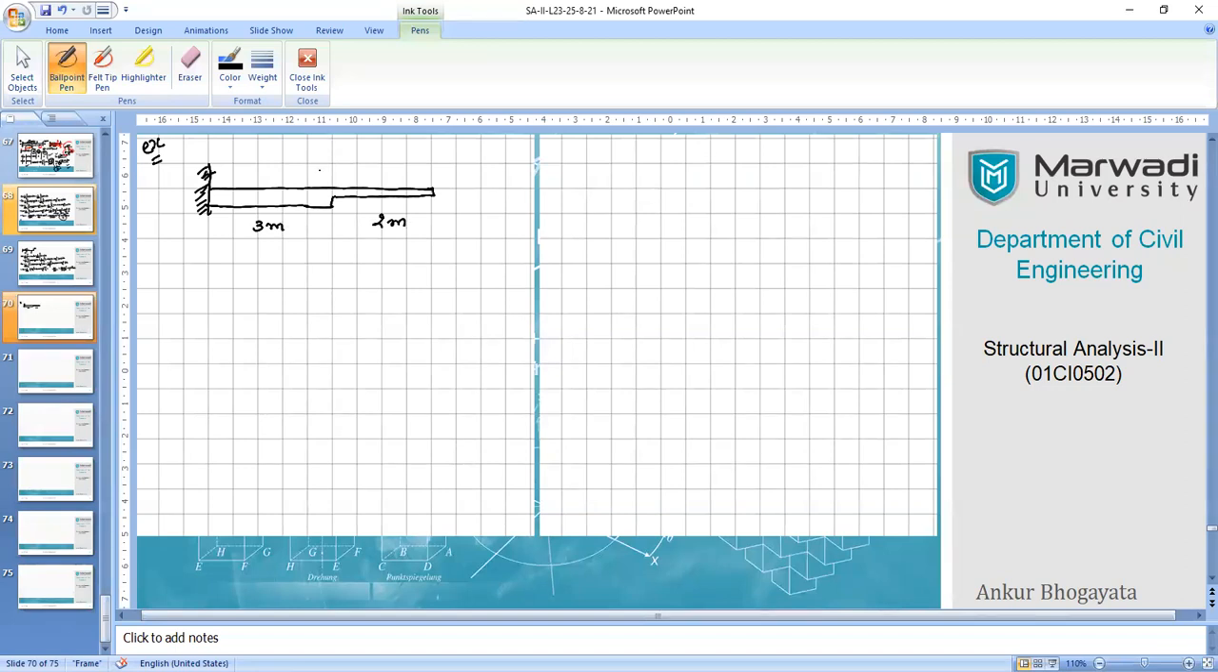But I'll be changing the loading so that we can get another problem. Let's keep it 100 kilonewton. And the UDL is of, let's say, 30 kilonewton. So there is a significant amount of point load which is concentrated over here, right? And now we need to obtain deflection at point B and slope at point C at different locations.